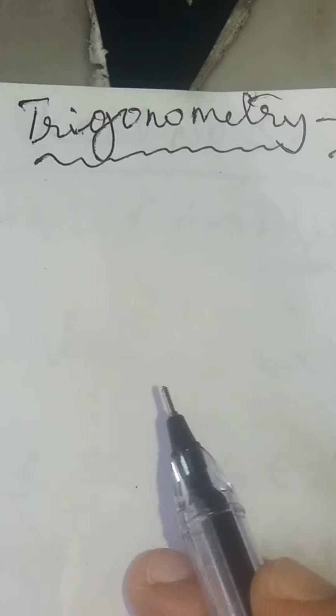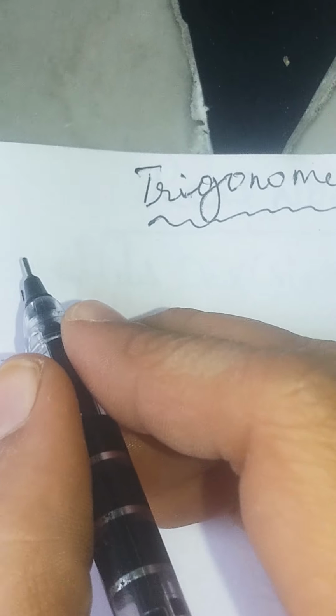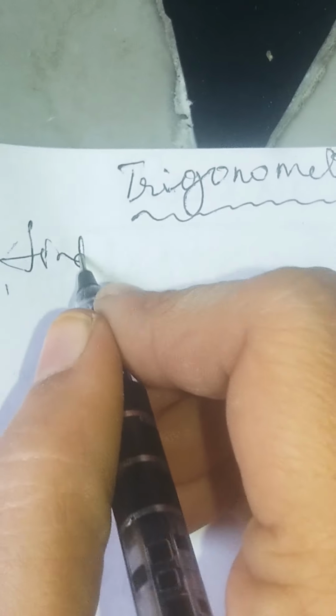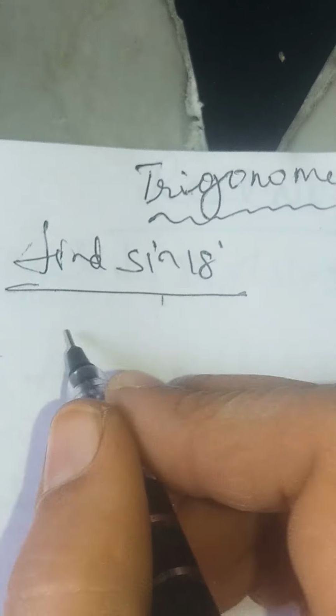Last class I explained the sin 3 theta, cos 3 theta, tan 3 theta and cot 3 theta formula derivations. Now I will explain sin 18, cos 18, sin 72, and cos 72 degrees. Now let us find sin 18 degrees. So how to find sin 18 degrees?